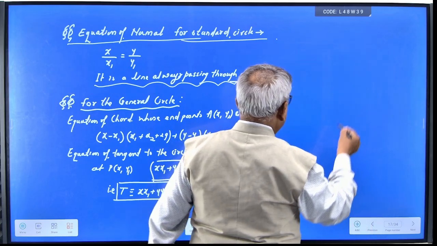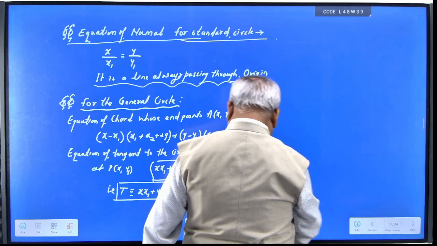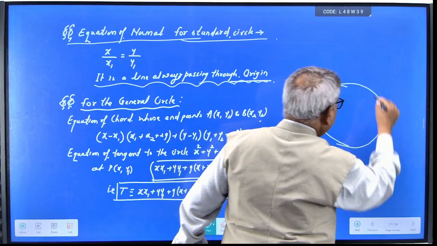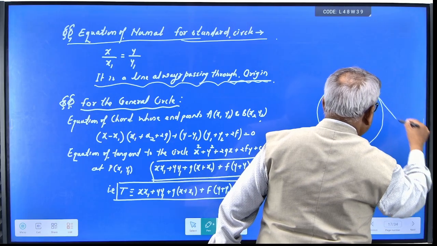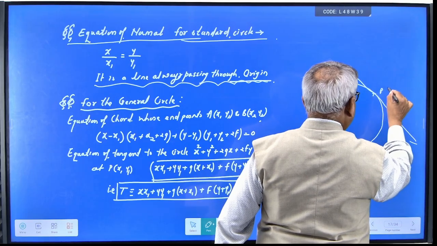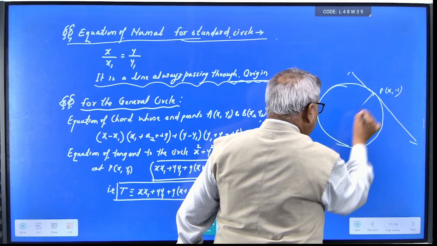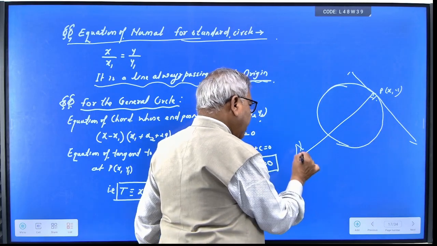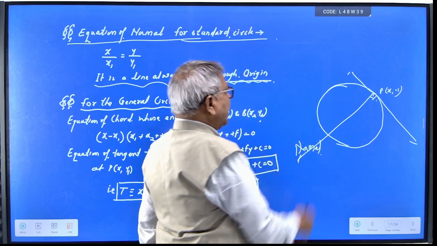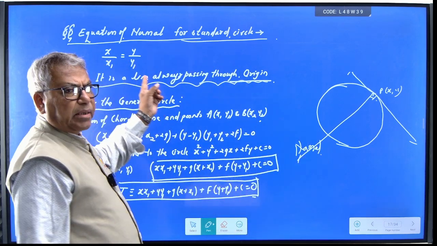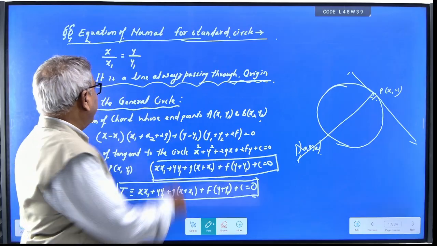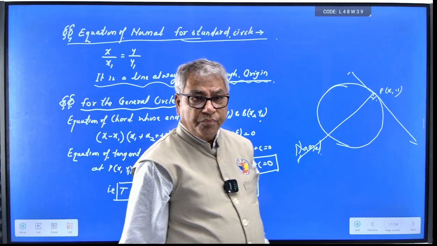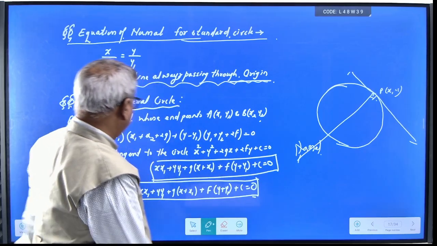See, it is a circle. It is a tangent at the point. Then the line perpendicular to the tangent is called the normal. And its equation for the standard circle is very easy: x upon x1 is equal to y upon y1. It is a line, and the normal always passes through the origin, always passes through the center of the circle.